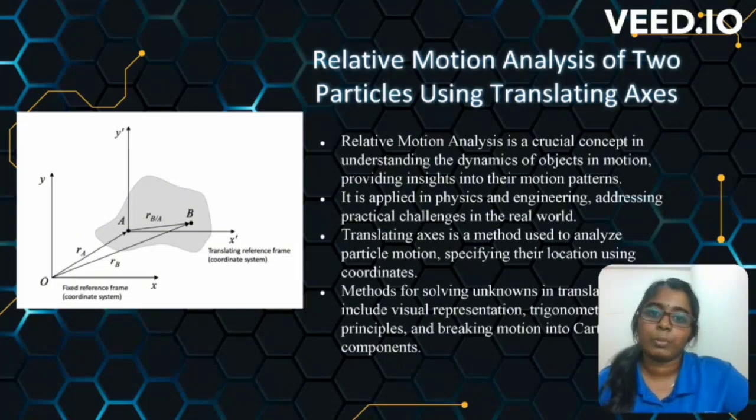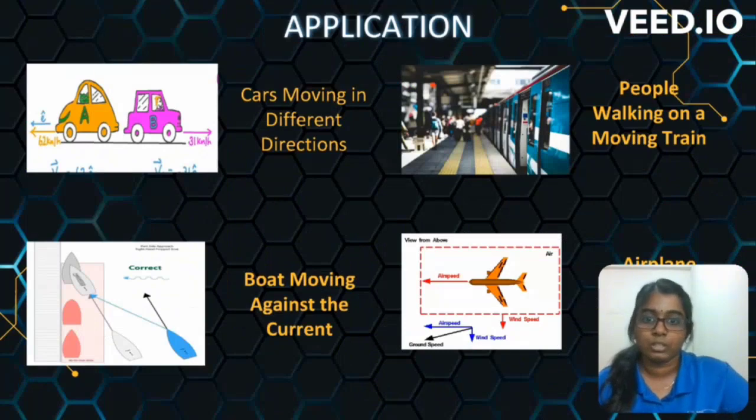Translating axes is a powerful method employed in the analysis of the motion of two particles. It involves specifying the location of particles using translating coordinates x prime, y prime, and z prime. Methods for solving the unknowns in translating axes include visual representation, trigonometric principles, and breaking motion into Cartesian components. The next slide shows some of the applications, like cars moving in different directions, people walking on a moving train, a boat moving against the current, and an airplane flying in a crosswind.